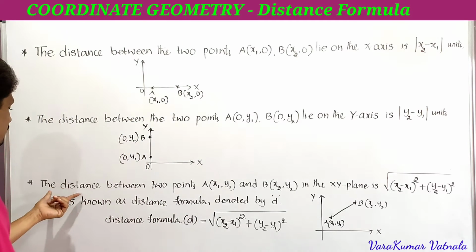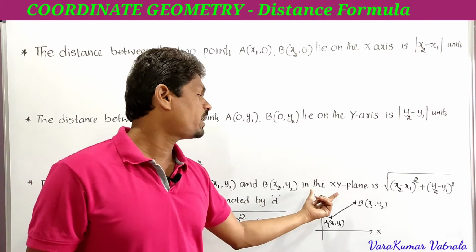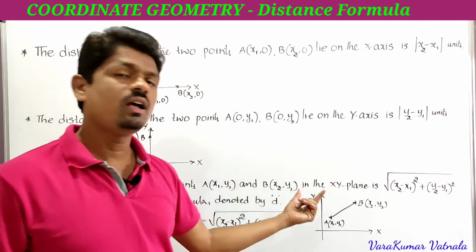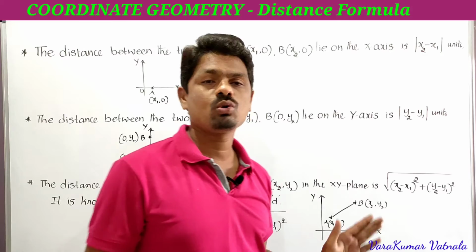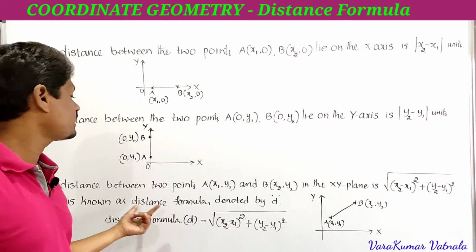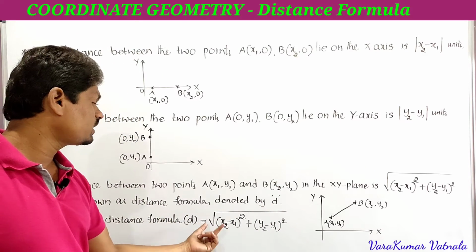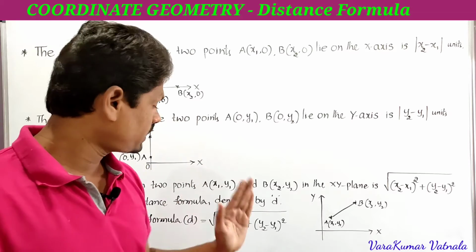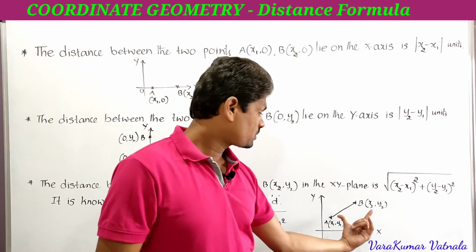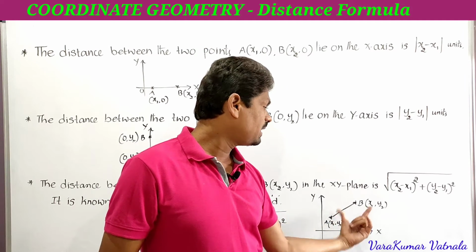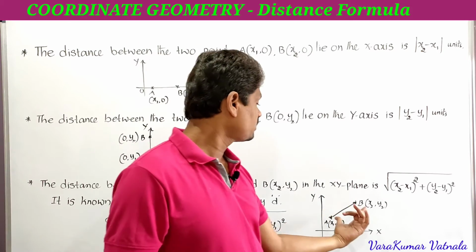So next, the distance between 2 points A (x1, y1) and B (x2, y2) in the xy plane is square root of (x2 minus x1) whole square plus (y2 minus y1) whole square. It is known as the distance formula, denoted by small d. So the distance formula, small d, is equal to square root of (x2 minus x1) whole square plus (y2 minus y1) whole square. Here 2 points A and B lie on the xy plane. They are not on the x-axis or y-axis. They lie on the xy plane.